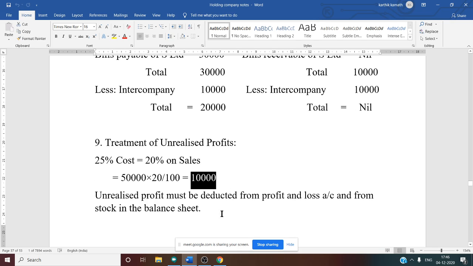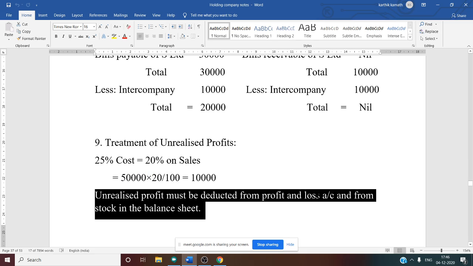This unrealized profit you have to deduct from both sides. One is from the asset side: from the stock, after adding total stock, you have to deduct unrealized profit. Total stock means subsidiary company stock plus holding company stock. Similarly, in the profit and loss account information, there also you have to deduct unrealized profit.